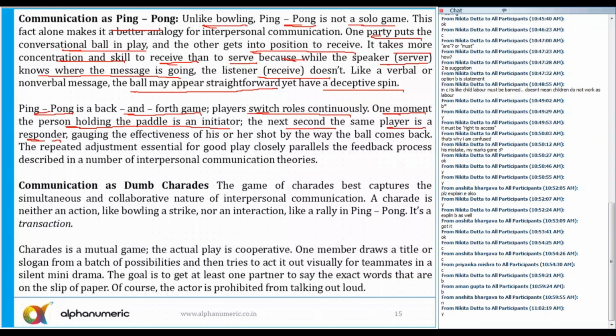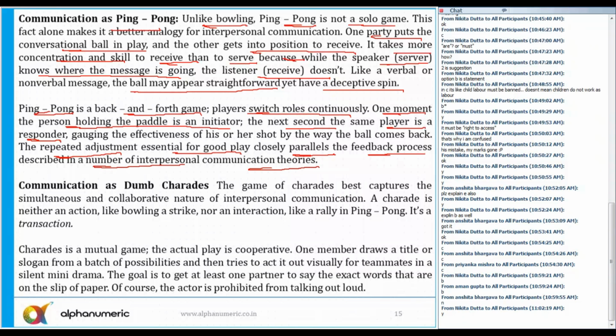So when A communicates with B, initially A is the sender and B is the receiver. Now when B responds, B is the sender and A is the receiver. So it is a game that is played back and forth. There are repeated adjustments. Repeated adjustments are essential for good play. And that is why this form of communication closely parallels the feedback process, which is described in a number of interpersonal communication theories.